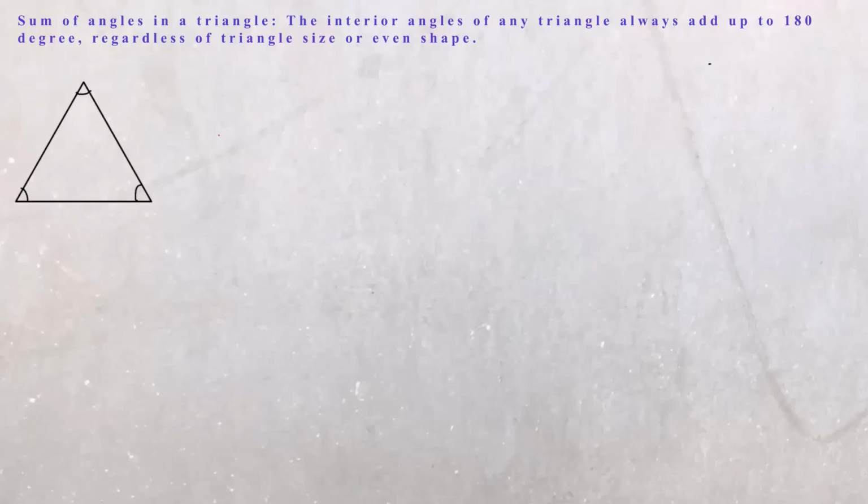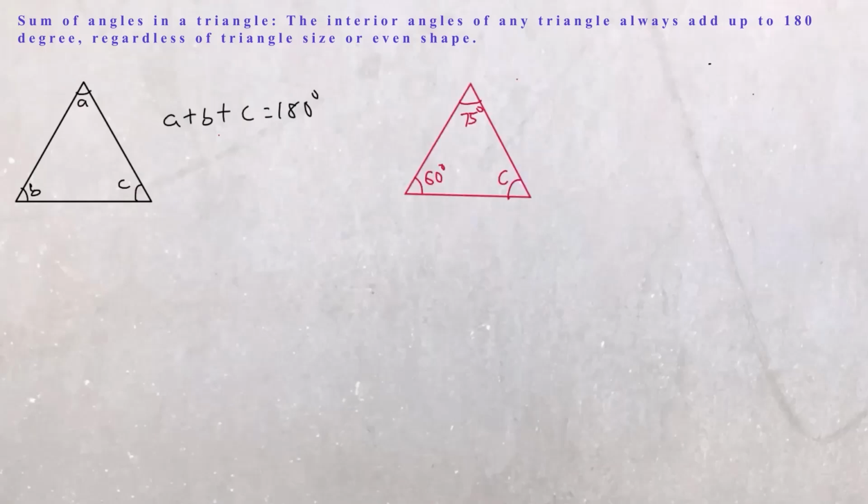Here is a triangle. We label these angles A, B, and C. This concept states that when we add up the three angles in this triangle, it gives us 180 degrees. Considering this example, C is unknown, so we add up 75 degrees plus 60 degrees plus C, which is unknown, equal to 180 degrees. 75 plus 65 will give us 135 degrees.